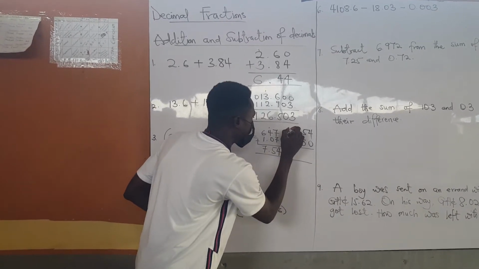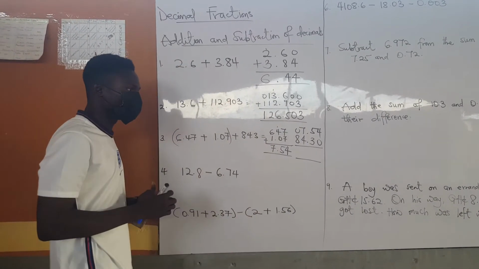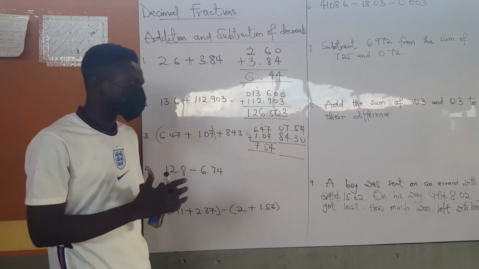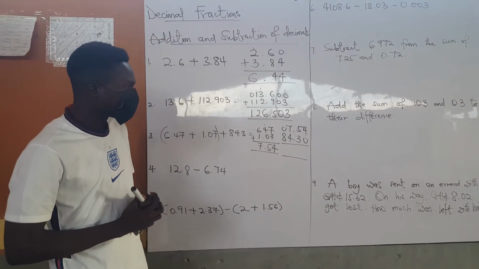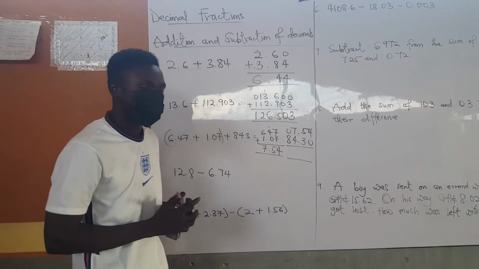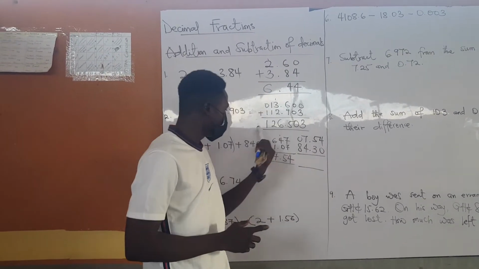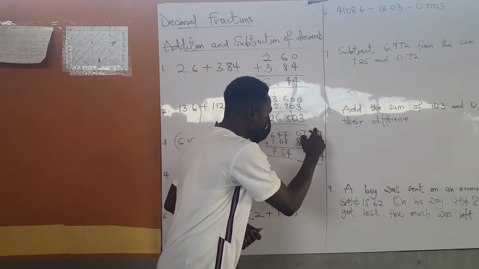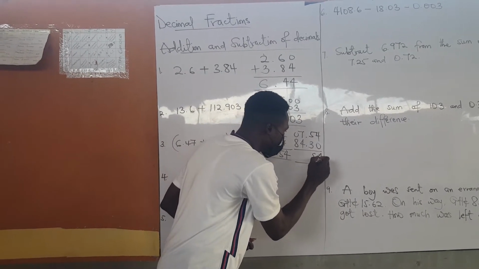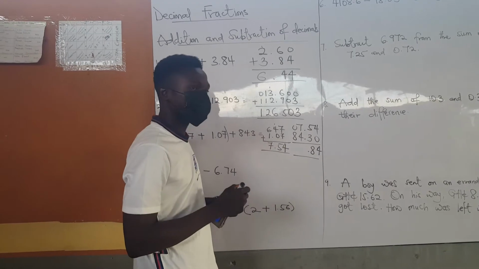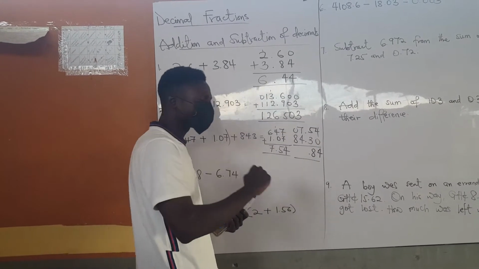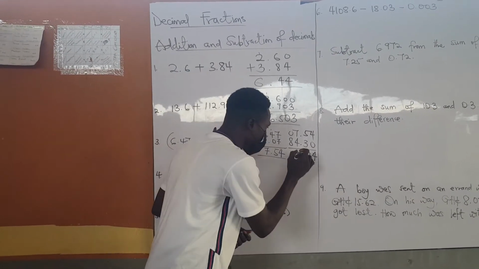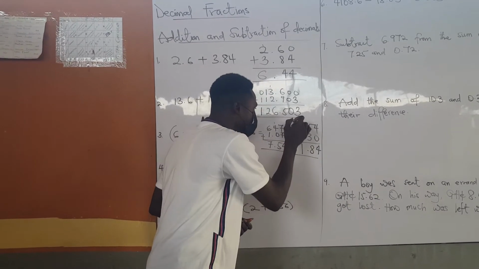Put 0 under the empty places. Now you just perform your addition. 4 plus 0 is going to give us 4. 5 plus 3 is going to give us 8. 7 plus 4 is going to give us 11. So we are going to record 1, remainder 1.